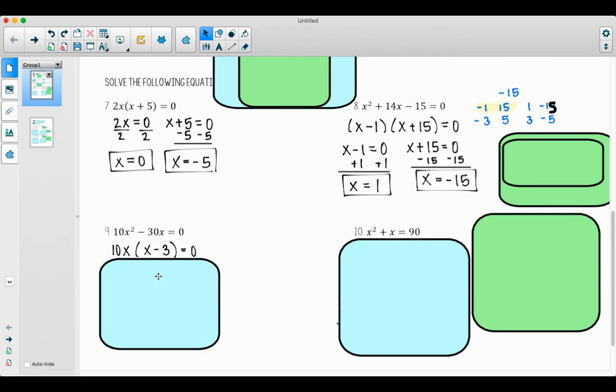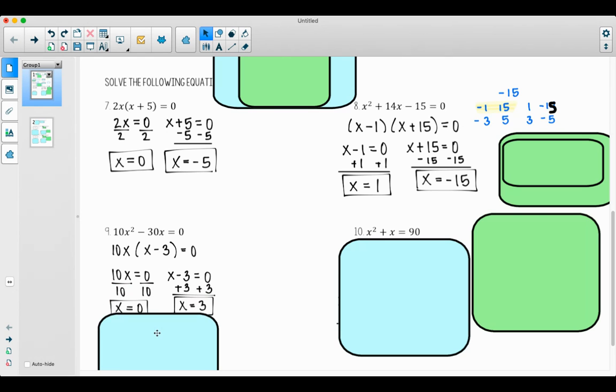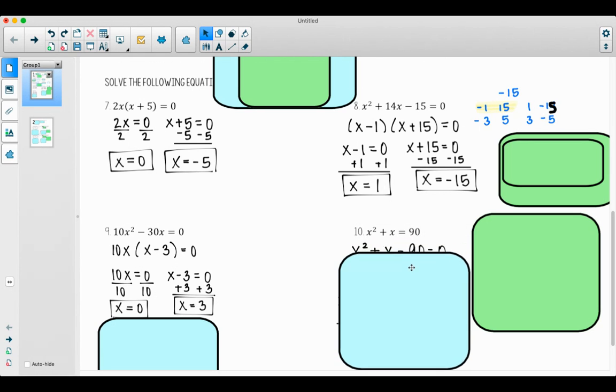I'm going to set each factor equal to 0, and I'm going to solve both of them, giving me x is equal to 0 and x is equal to 3. In problem number 10, it's not set equal to 0. So I need to set it equal to 0, which means I need to subtract the 90. Notice that I put the 90 at the very end, so it was a constant. So now I have x squared plus x minus 90 is equal to 0. It looks like problem number 8, so I should factor it as that trinomial.